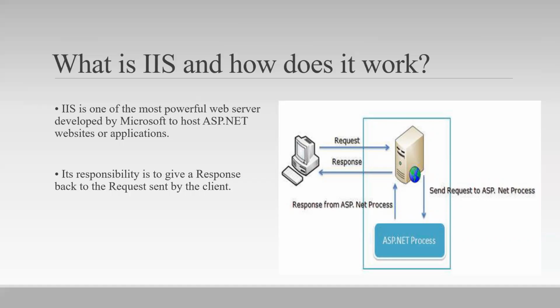How it works, you can see in the diagram on the right side: there's a client who is sending a request. The request goes to the IIS. Now in the IIS we have worker processes, or you can say ASP.NET processes. It sends this request to the .NET processes. A .NET process sends back the response to IIS, and then it further sends it back to the client machine.